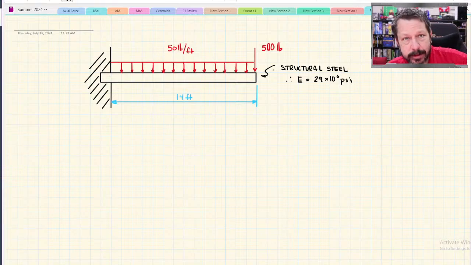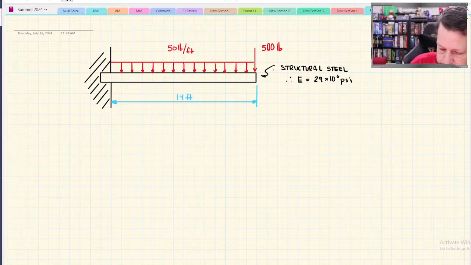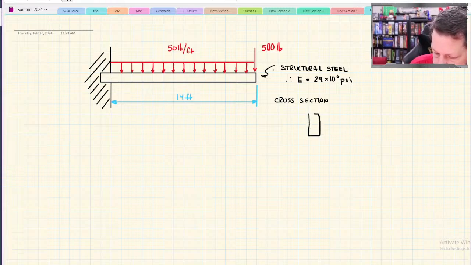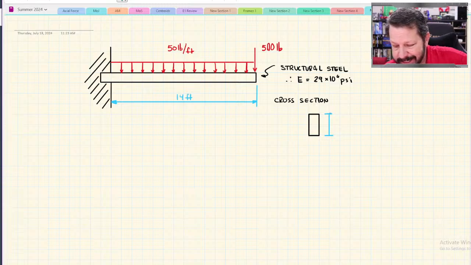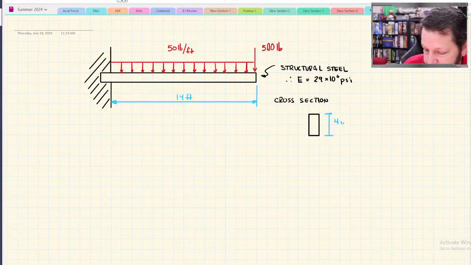We also need something about the cross section. Let's just make this one a rectangle. So the cross section for this one is just going to be a rectangle. I've got a really long beam here with 500 pounds on the end of it, so it needs to be pretty big. Let's say it's 4 inches this way, and we'll just make this one 2 inches. And it's just a solid rectangle.